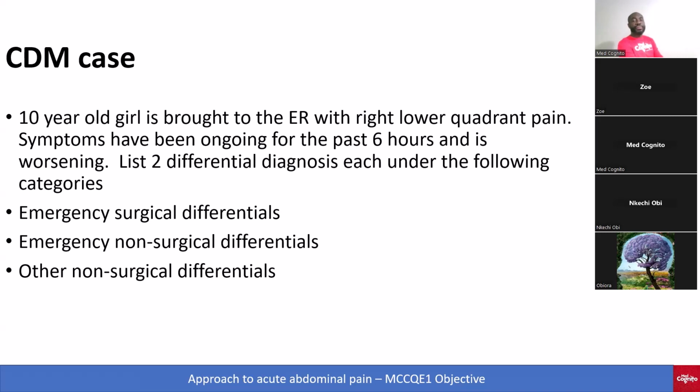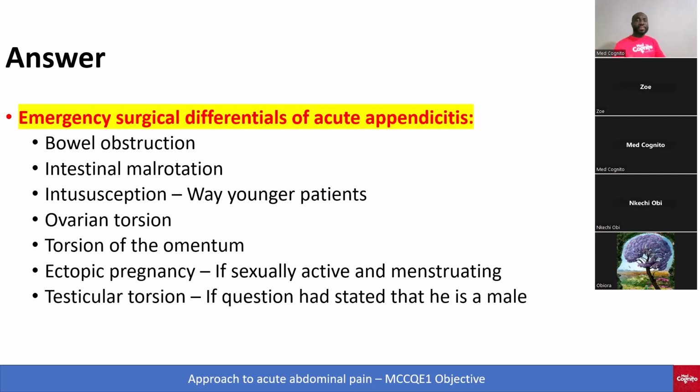Beautiful. So what I'm trying to say is that if you have a child who comes in with right lower quadrant pain, it could be a surgical emergency, it could be a non-surgical emergency, and it could be other differentials which are not emergent. So I want you to give me 2 surgical emergencies, and then 2 non-surgical differentials which are emergencies, and then 2 non-surgical differentials which are not emergencies. I wouldn't want to bug you, but this is something you need to learn.